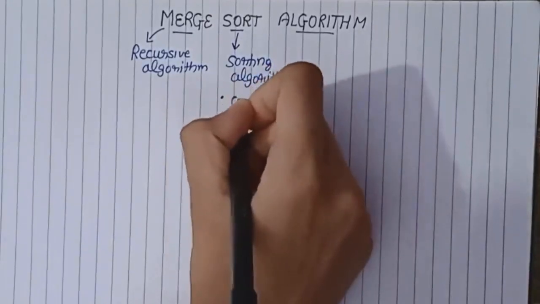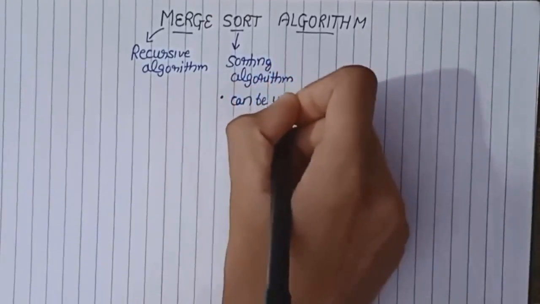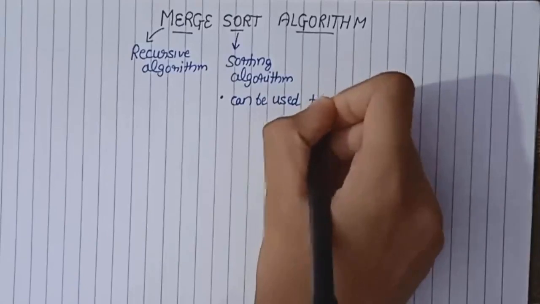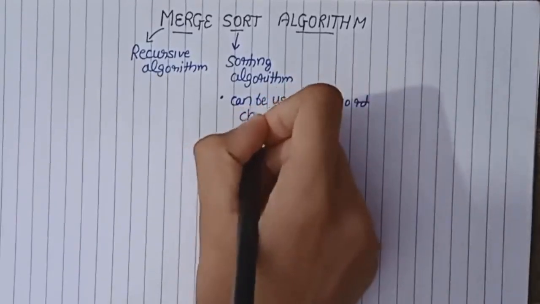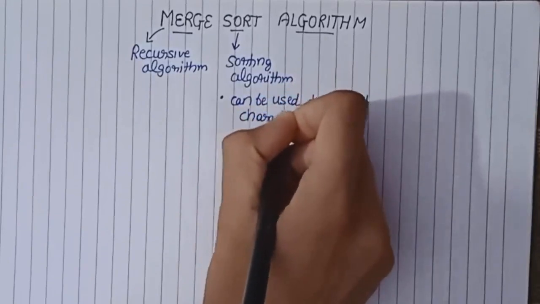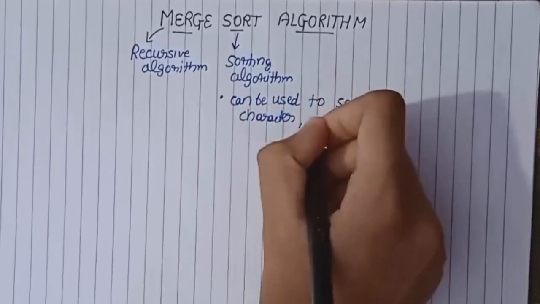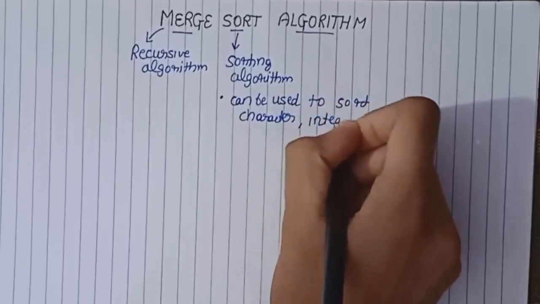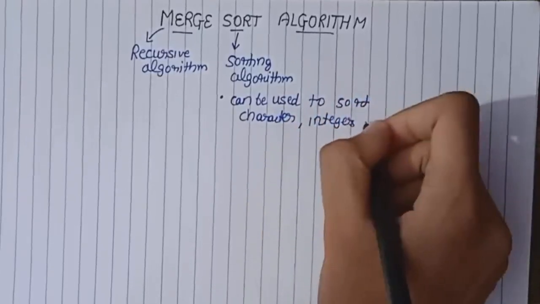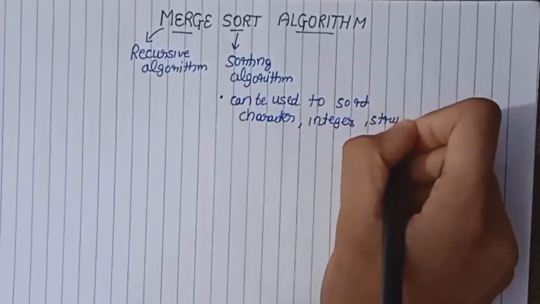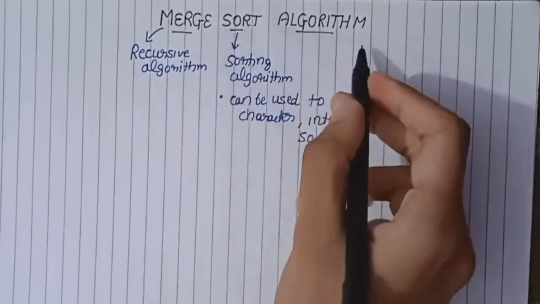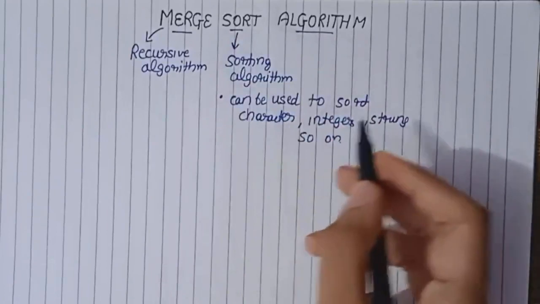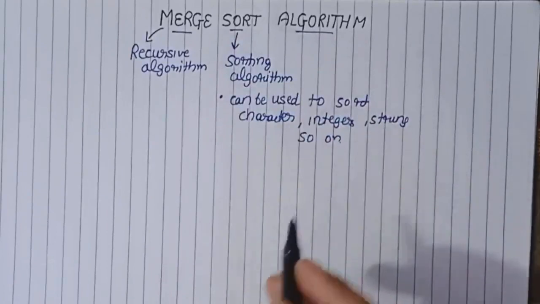Sorting algorithm which is used to sort arrays. It can be used to sort any type of array. It can be a character array, it can be an array of integers, or it can be an array of strings, and so on. So it can be used to sort an array of any particular data type.